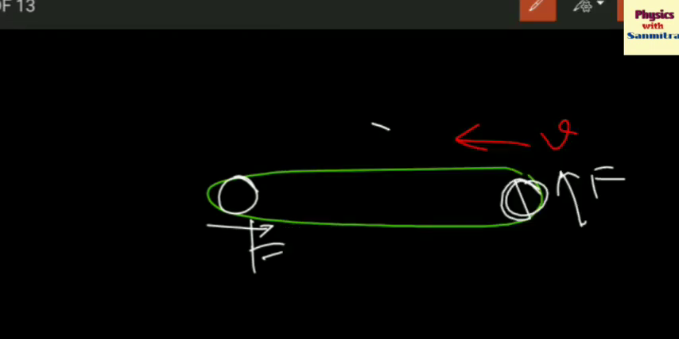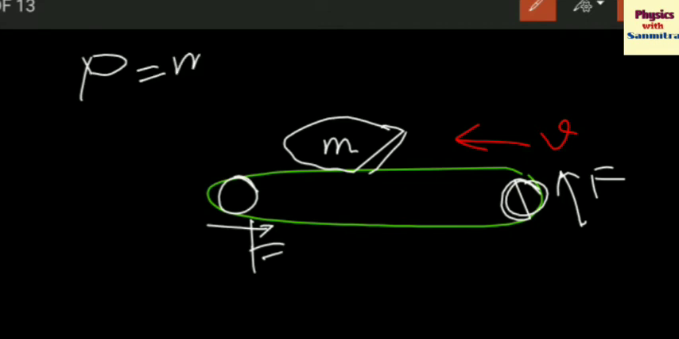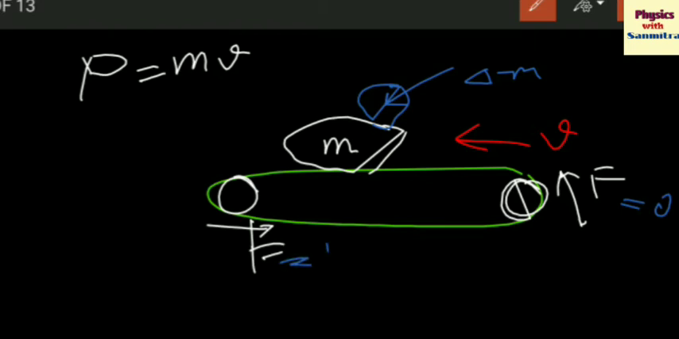There is some mass M present on the conveyor belt, and it is moving, so the linear momentum of the mass present is mv. Now what will happen if I put an additional mass of, say, del m, and this force is 0, there is no force? Then due to the absence of an external force, linear momentum will be conserved.